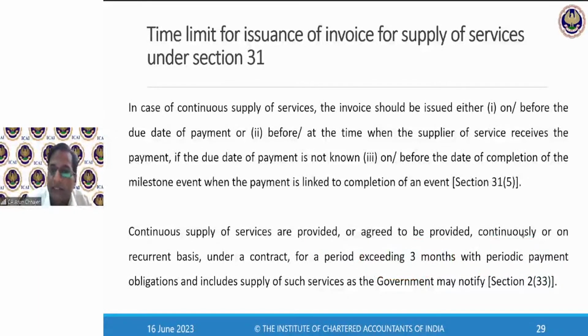In case of continuous supply of service, the invoice should be issued either on or before the due date of the payment, or on or before the supplier of the service receives the payment. So it is basically linked to the payment. There are 3 possibilities. If the contract is talking about the due date of the payment, then that date will be the last date to issue the tax invoice. If the due date is not specified in the contract, then the actual receipt of the amount by the supplier.